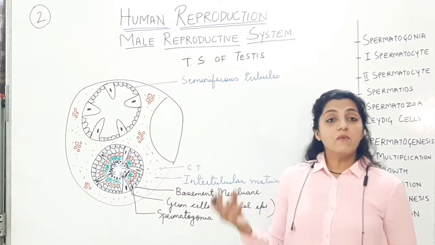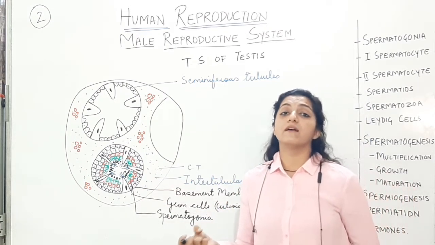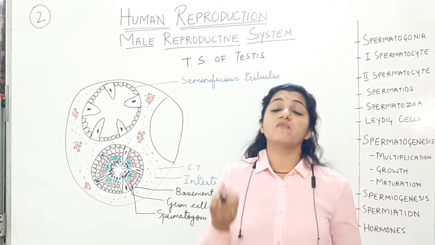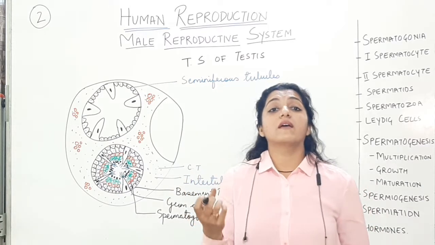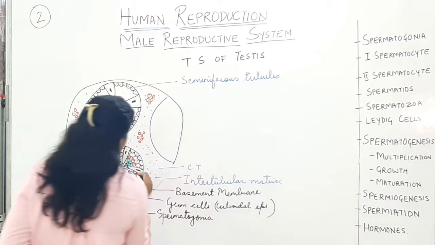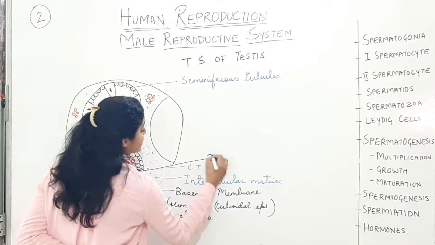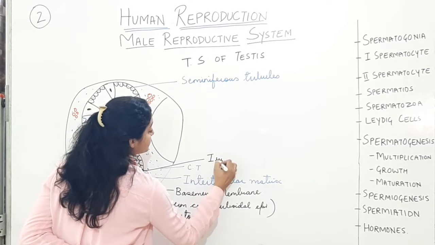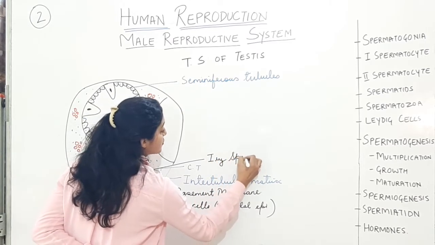Spermatogonia now, some of the cells from the spermatogonia, they become larger in size because of accumulation of food. Okay, they become larger in size, they grow in size. We call them the primary spermatocytes.